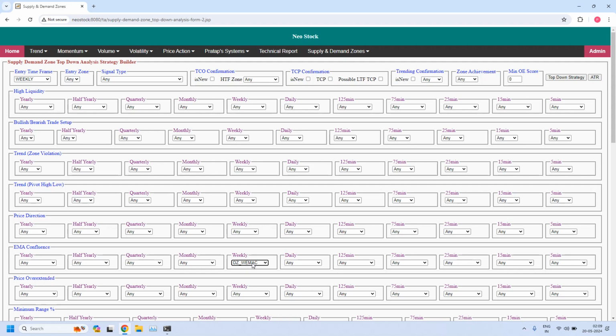But weekly confluence, any confluence is valid only in the trending market. Because this is the demand zone, uptrend is valid for us. So in zone violation trend, in weekly time frame, I am selecting the trend as uptrend. Let us filter. If we get a big list, we will also further filter using trend based on higher highs and higher lows, or lower highs and lower lows. First I am checking only based on zone violation trend.